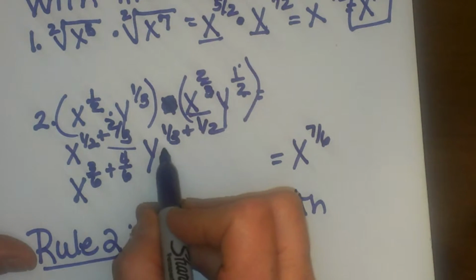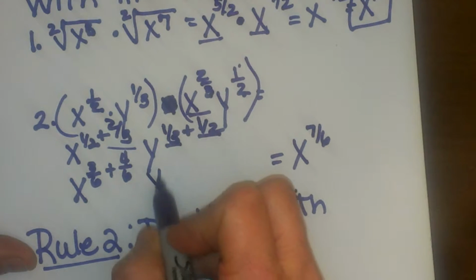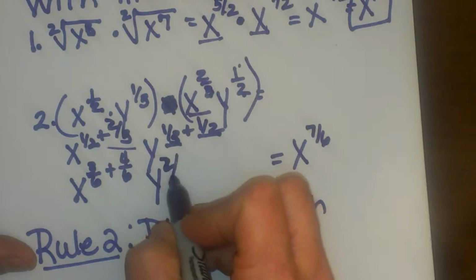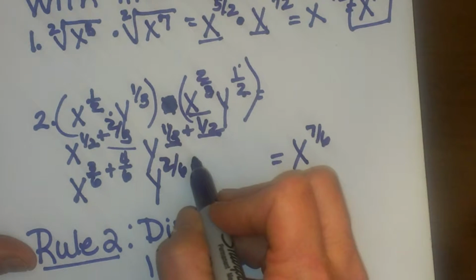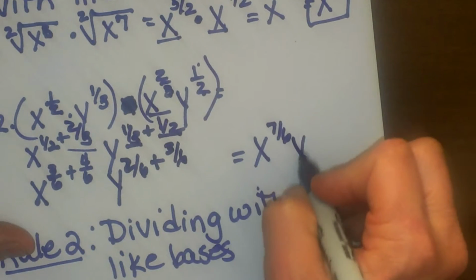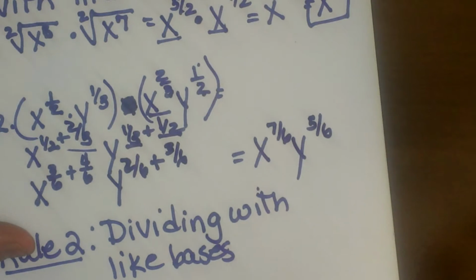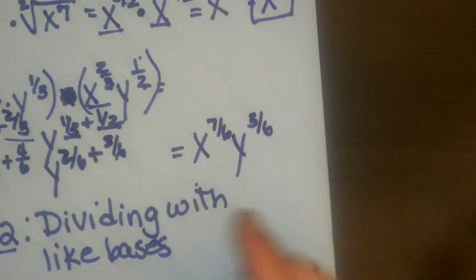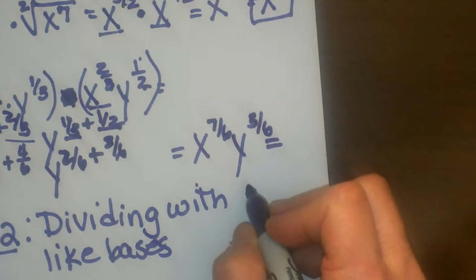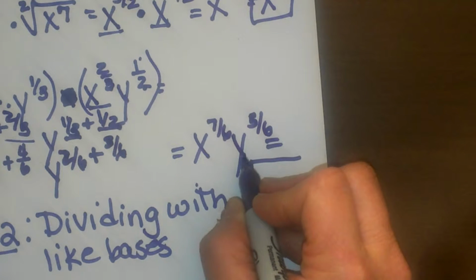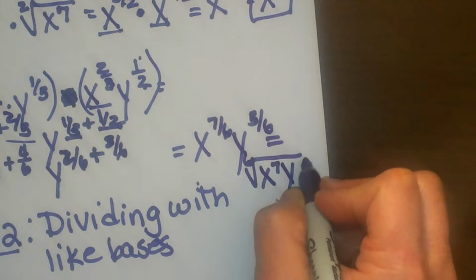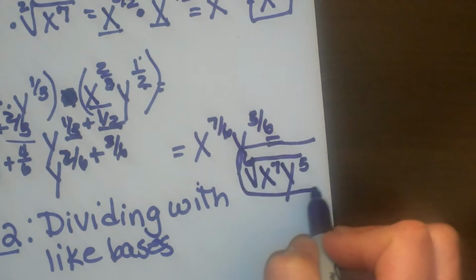Okay, and then the y's, I got a 1/3 and a 1/2, and I need to add those two exponents. And again, my denominator should be 6, so I'll get 2/6 for the 1/3 plus 3/6. That's going to add to 5/6. So y to the 5/6. Okay, so I can leave it with rational exponents, or I can also switch it back to radical form. Since the denominator is the same, I can now do the 6th root of x to the 7th, y to the 5th. And that would be my final answer.